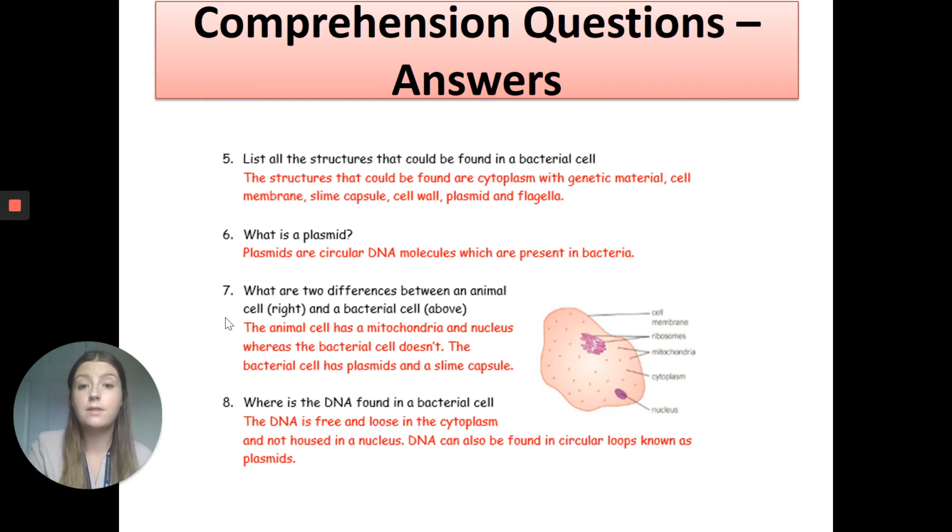So where is the DNA found in a bacterial cell? The DNA is free and loose in the cytoplasm, it's not housed, but there's also the circular loops. Now you'll notice that there's a common theme between all these questions, and a lot of them are referring to the fact that eukaryotic cells have a nucleus and a prokaryotic cell doesn't. Okay, that's the main distinguishing feature.